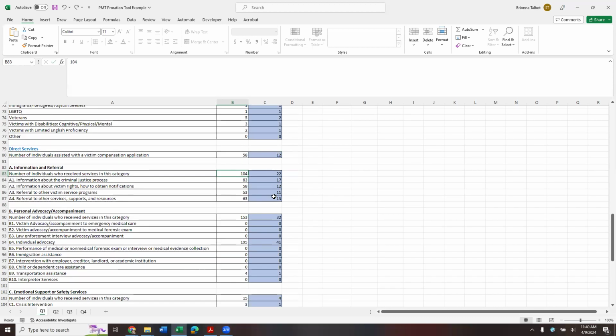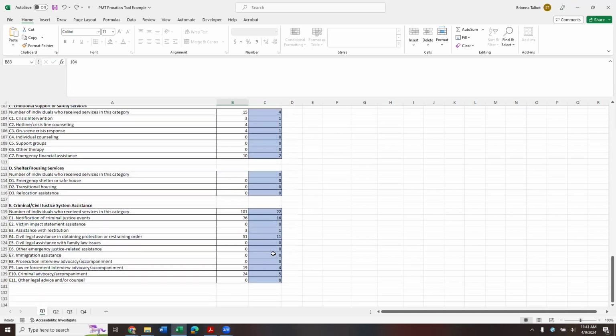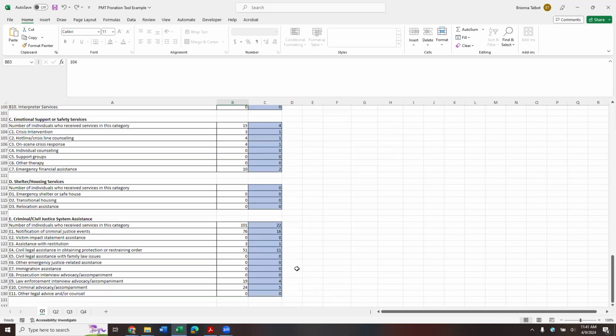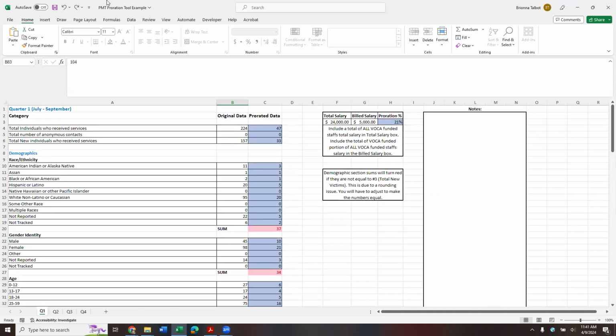So you'll be able to go down through and report on all of these numbers. They will all populate for you. But if you have any issues or any additional questions, please make sure to contact your grant analyst. You can then save this as your proration tool for the fiscal year and then submit it if requested.